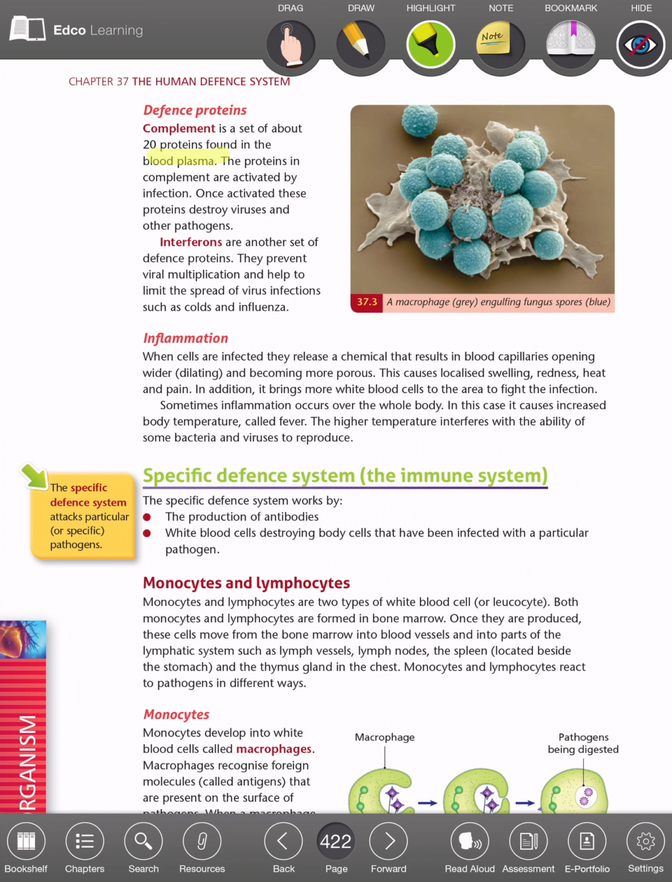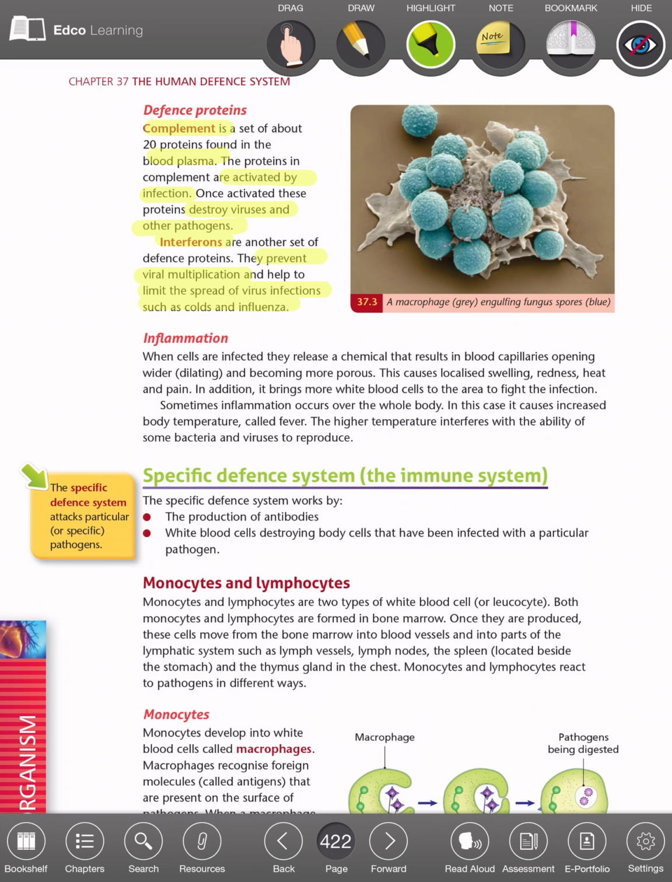Interferons are another set of defense proteins, and they prevent viral multiplication and help to limit the spread of virus infections such as colds and influenza. So complements are the first set. They're found mainly in blood plasma. They're activated by infection, and once activated, they destroy viruses and other pathogens. Your second type are interferons, and they prevent viral multiplication and help to limit the spread of virus infections such as cold and influenza.